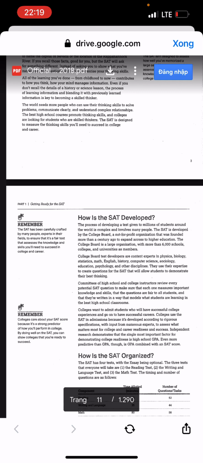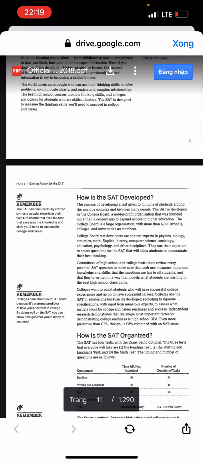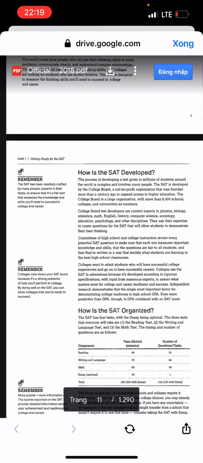demonstrate their best thinking. Committees of high school and college instructors review every potential SAT question to make sure that each one measures important knowledge and skills, that the questions are fair to all students, and that they are written in a way that models what students are learning in the best high school classrooms. Remember, colleges care about your SAT score because it's a strong predictor of how you'll perform in college. By doing well on the SAT, you can show colleges that you're ready to succeed.